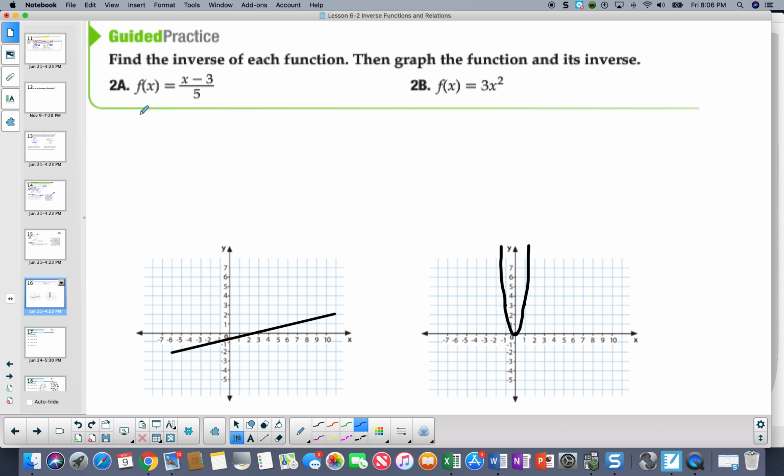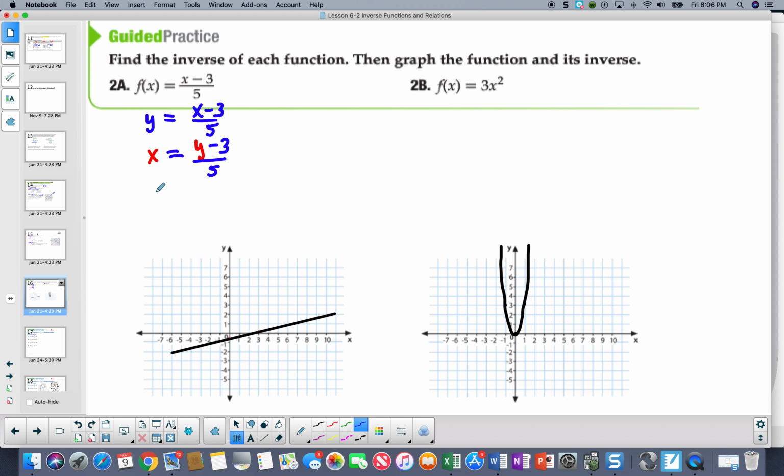Okay, so step 1 is to write this in with a y. Y equals x minus 3 over 5. Okay, step 2 is to exchange x and y. So wherever there was a y, you write x, and vice versa. So this is going to be x equals y minus 3 over 5. Now we want to solve for y.